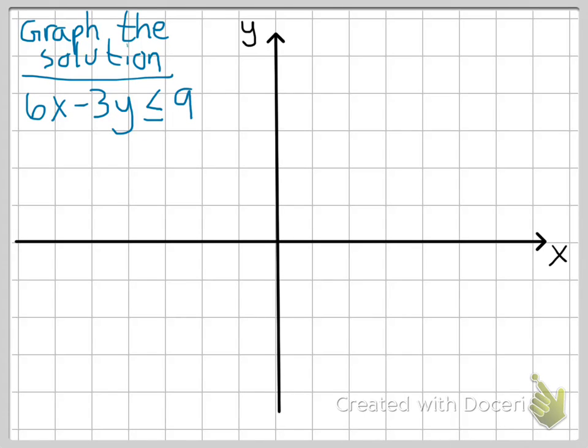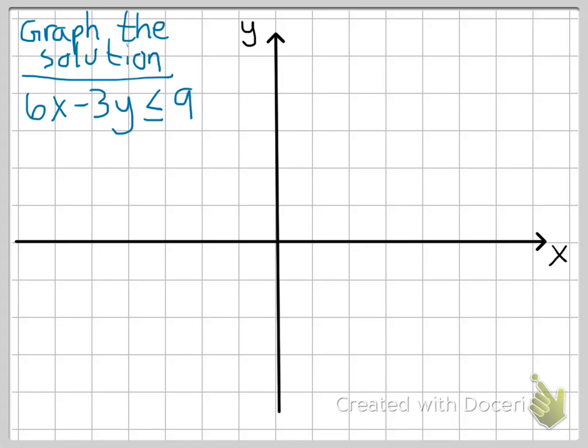Okay, graph the solution to a linear inequality. So we have 6x minus 3y less than or equal to 9. To graph these inequalities, you always have to start off as if it were an equal sign. So imagine if that were an equal sign, it would just say 6x minus 3y equals 9. The way you would graph that, same as ever. Your goal is to search for the y equals mx plus b.